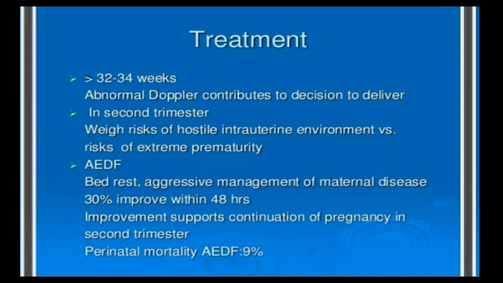In second trimester, weigh risk of hostile intrauterine environment versus risk of extreme prematurity. With absent end diastolic flow: bed rest, aggressive management of maternal disease. 30% may improve within 48 hours. Improvement supports continuation of pregnancy in second trimester, and the perinatal mortality in absent diastolic flow is approximately 9%.